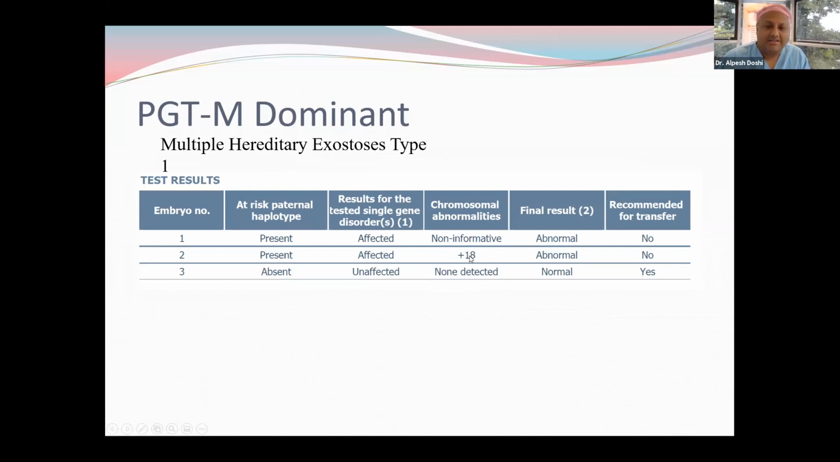And you can see that it's also being tested for chromosomal aberrations, such as in this embryo, where there is an excess of chromosome 18. This patient had one embryo that was normal, whereby the haplotype or the affected gene was absent, and also no chromosomal errors were detected, and hence one embryo is suitable for transfer.